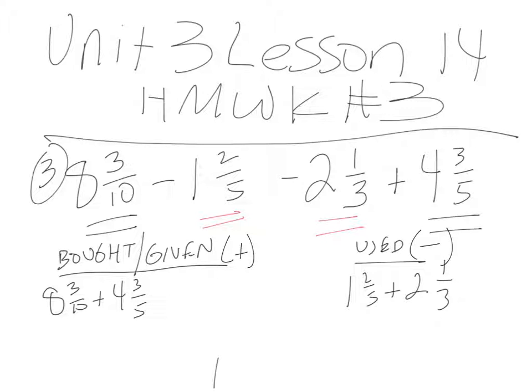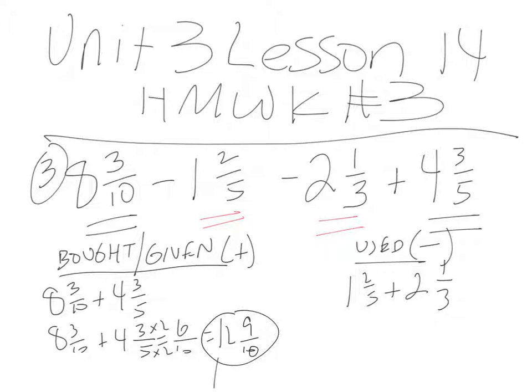So I'm going to combine these like terms. So I'm going to get a common denominator here. I have to change this fraction to tenths so that the denominators are the same. So this is 8 and 3 tenths plus 4 and 6 tenths. When you add these two together, you add the whole numbers and get 12, you add the fractions and you get 9 tenths. So the bought or given like terms combine to 12 and 9 tenths.